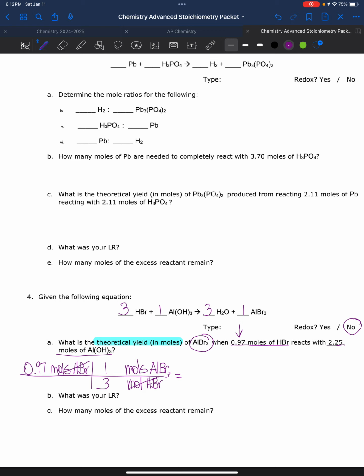So now I realize that my calculator is in the other room. I'm recording this at home, and I'm going to go grab it. So I want you to do the math, 0.97 times 1 divided by 3. I will be right back.